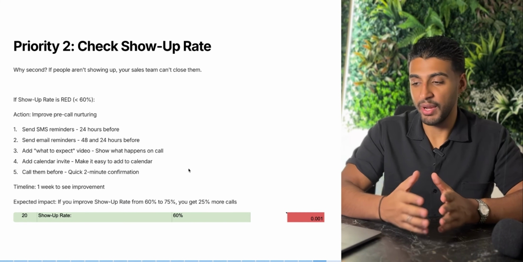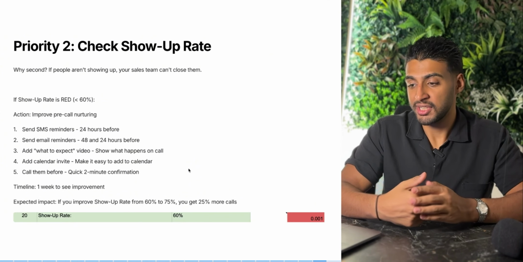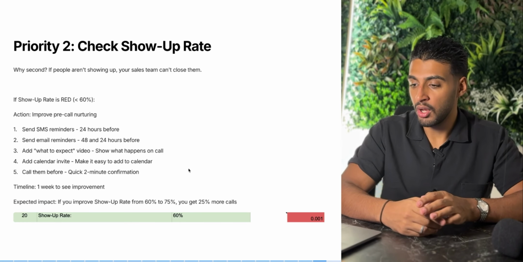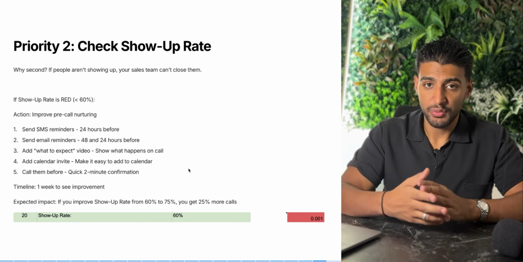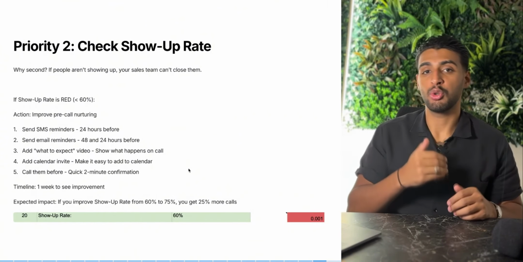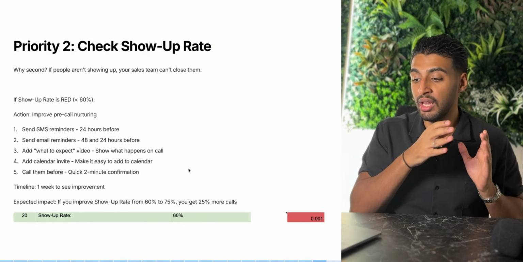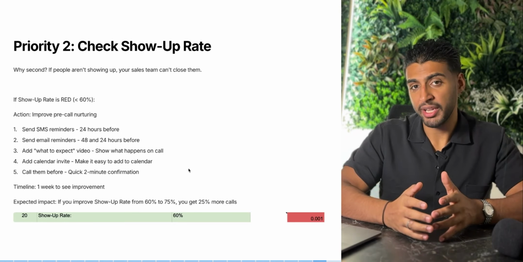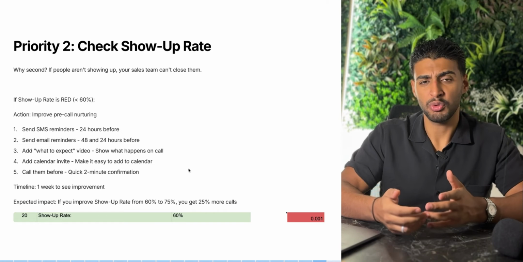If the show-up rate is red, you want to improve your pre-call nurturing sequence. Add SMS reminders, send email reminders, add a what to expect video, add calendar invite, a thank you page video. You want to make sure you're calling them before. Anything that can actually dial in the show-up rate and increase it will help bring the number to more than 60%.